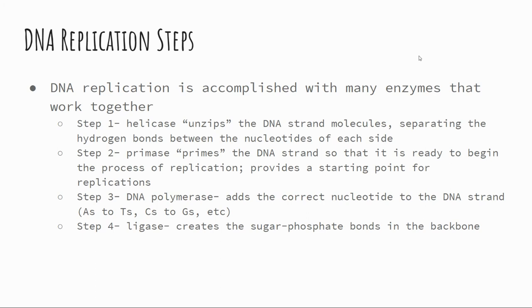Step 2, primase is going to prime the DNA strand so that it is ready to begin the process of replication. Primase is going to provide a starting point for replication to start. Step 3, DNA polymerase is going to add the correct nucleotide to the DNA strand. For instance, A's to T's, G's to C's, and so on and so forth. Step 4, ligase is going to create the sugar phosphate bonds in the backbone.